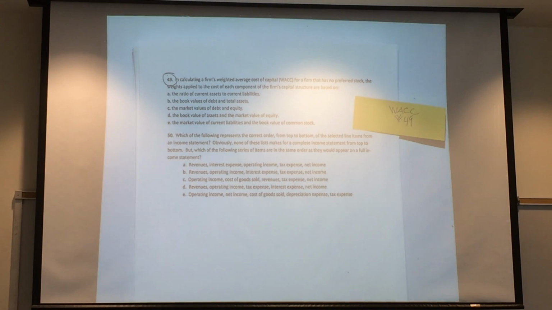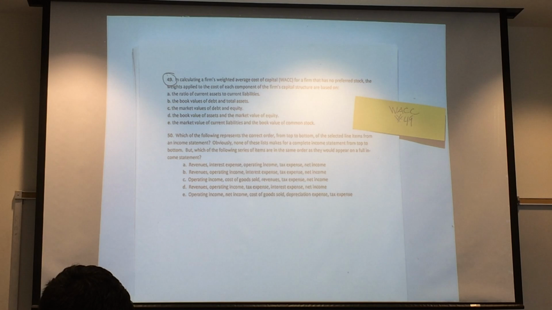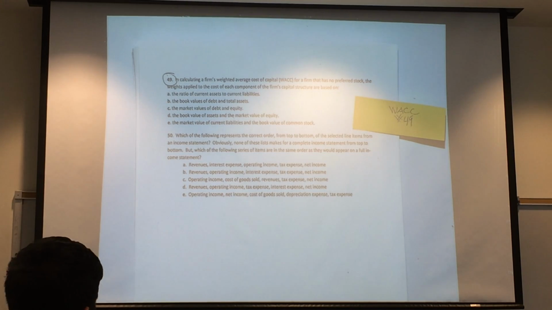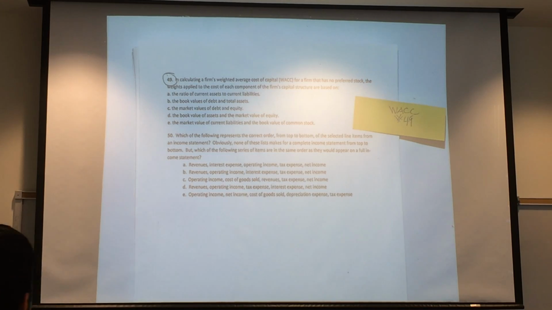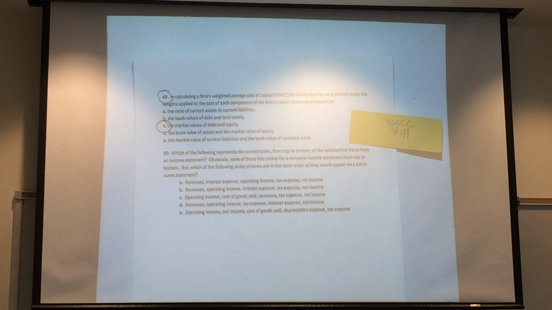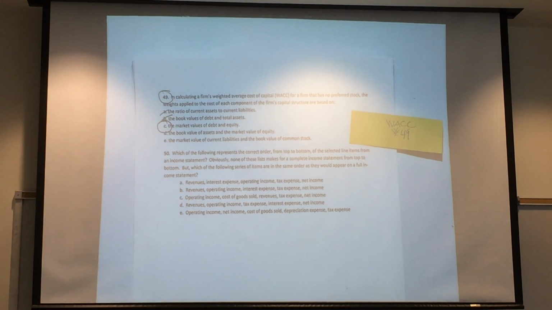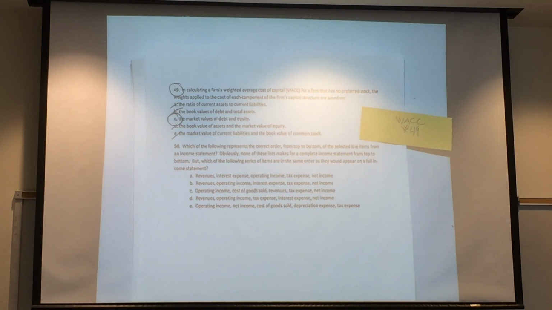To calculate a firm's weighted average cost of capital for a firm that has no preferred stock, like the last example, the weights are applied to the cost of each component, based on the market values of debt and equity only, right? You don't use the book values, so use the market values. Make sense? You don't care about book value. You just need to know what makes up the weighted average cost of capital in that situation, which is true for most concept questions.